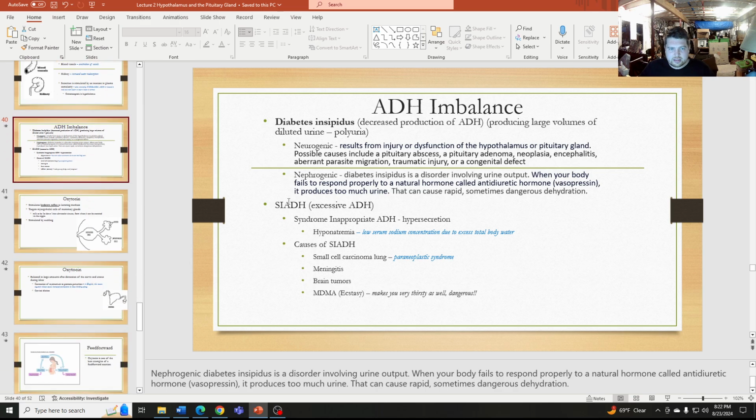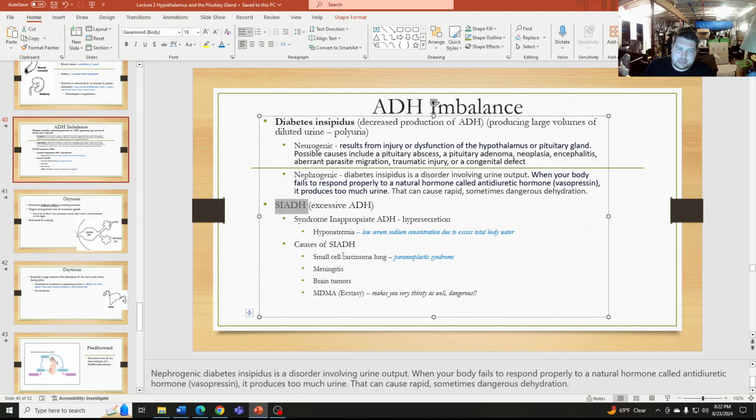Now, the opposite side of the coin, SIADH, syndrome of inappropriate ADH. This is excessive secretion, or hypersecretion, of ADH. So if ADH's job is to pull back in the water, you can imagine we're pulling in and keeping way more water than we're supposed to. So you get something called hyponatremia. That is a low sodium concentration due to excess total body water. Our body's holding on to way more water than it's supposed to.